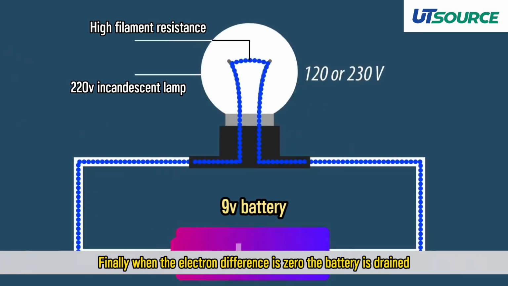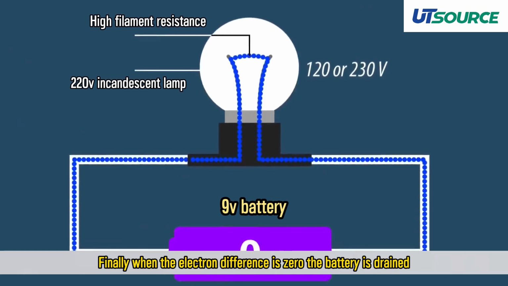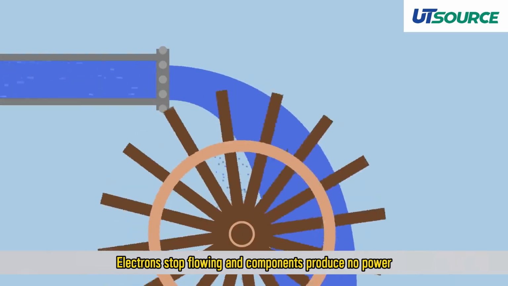Finally, when the electron difference is 0, the battery is drained. Electrons stop flowing and components produce no power.